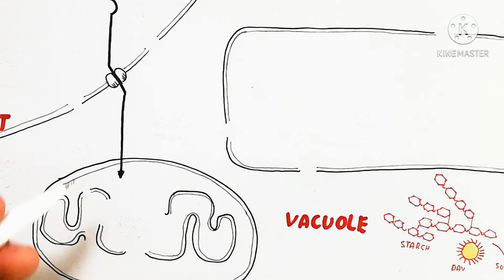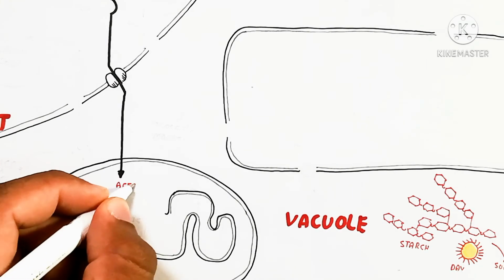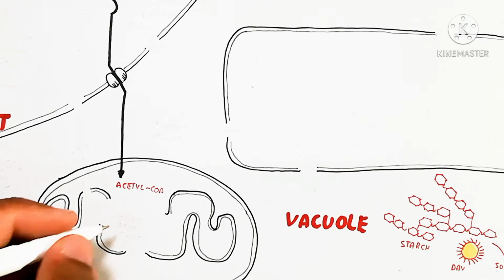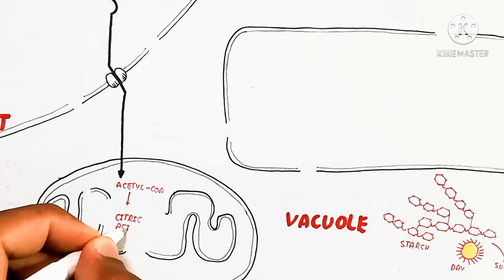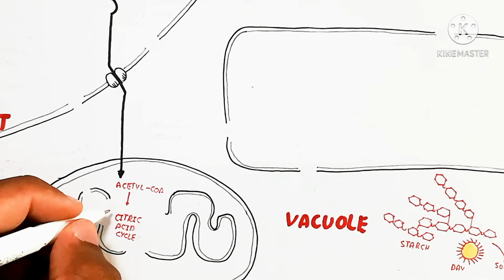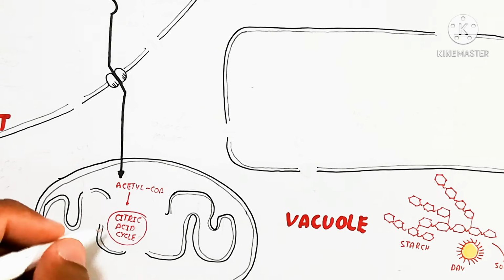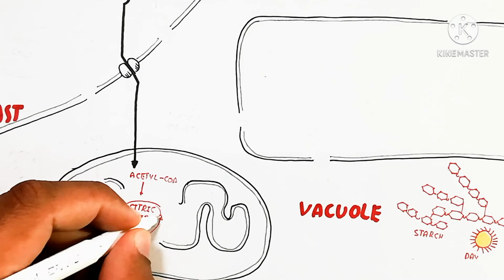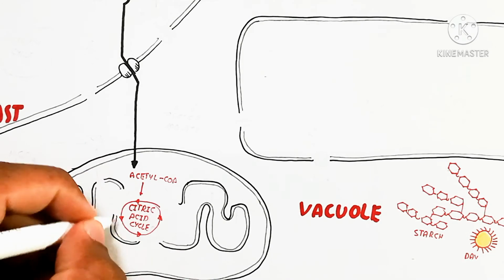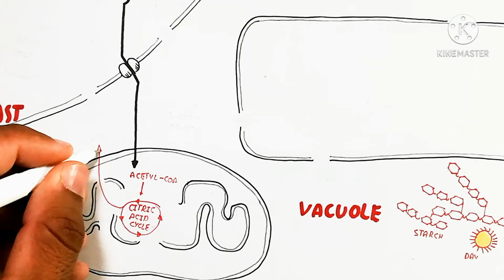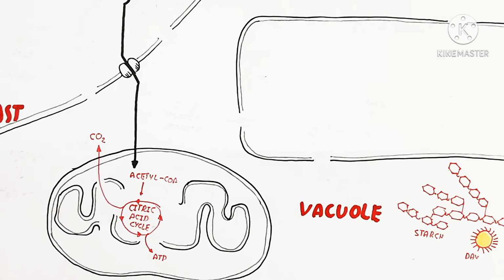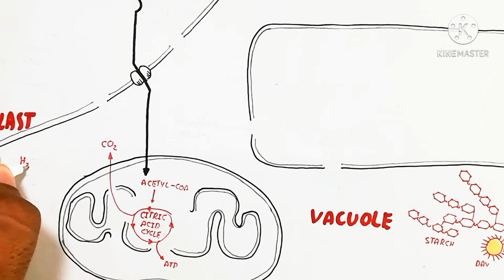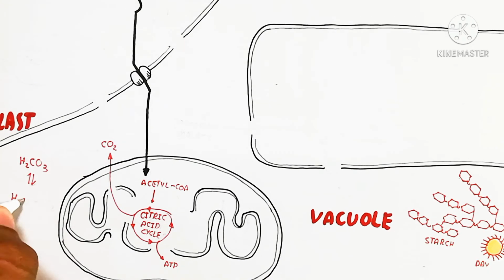Then, when it moves into the mitochondria, it is converted to acetyl-CoA, and this acetyl-CoA enters the citric acid cycle by combining with oxaloacetate, with 2 more carbons fixed from the acetyl-CoA, to produce ATP, FADH2 and NADH. This is useful for the electron transport chain to produce more energy.